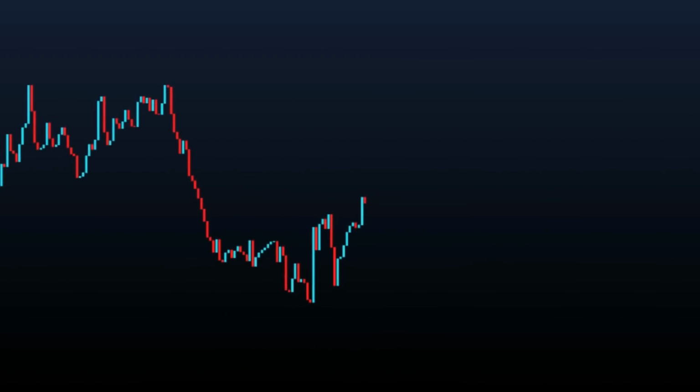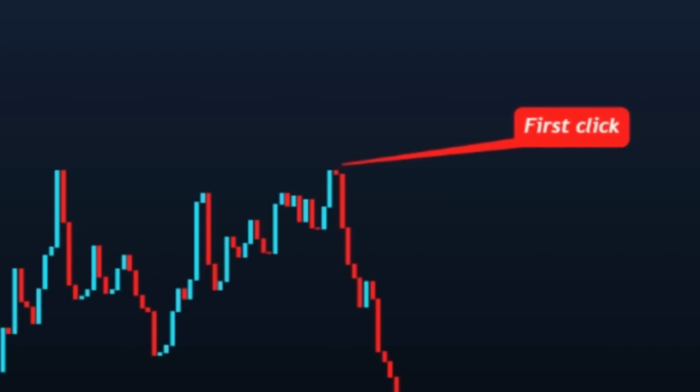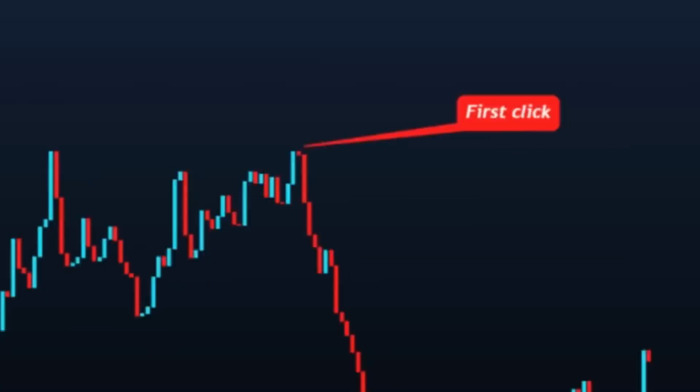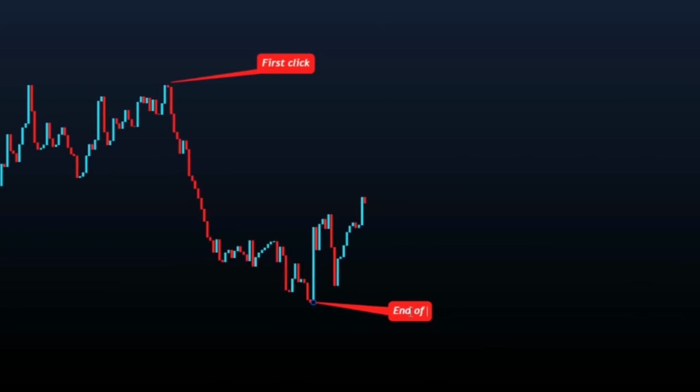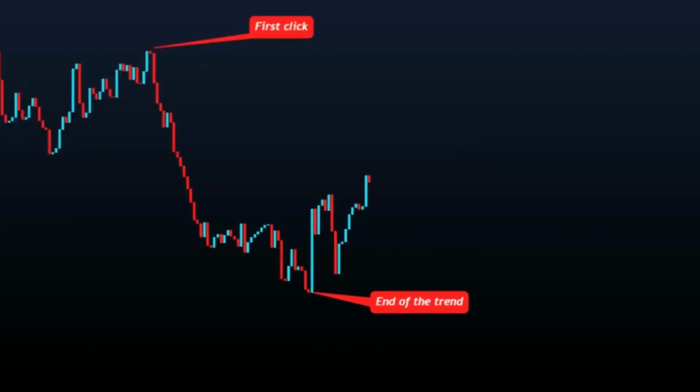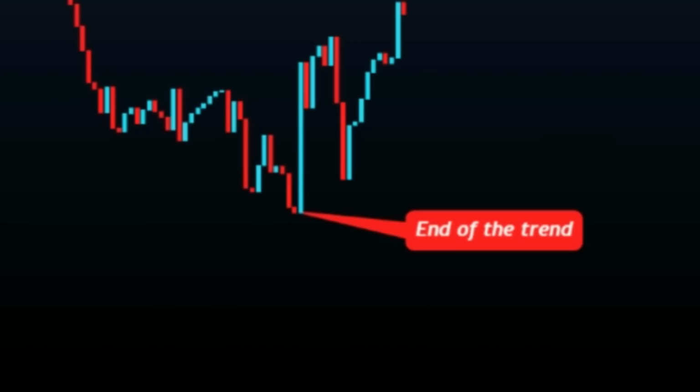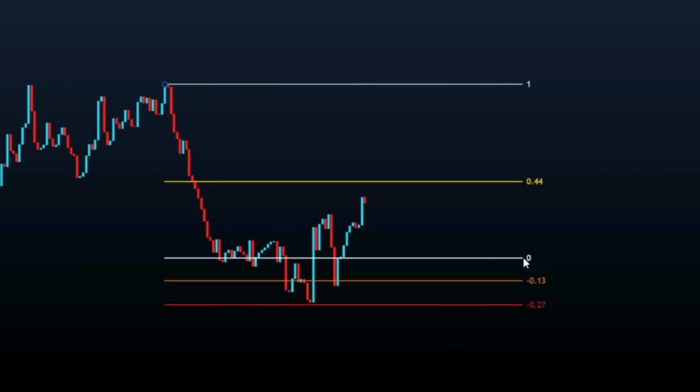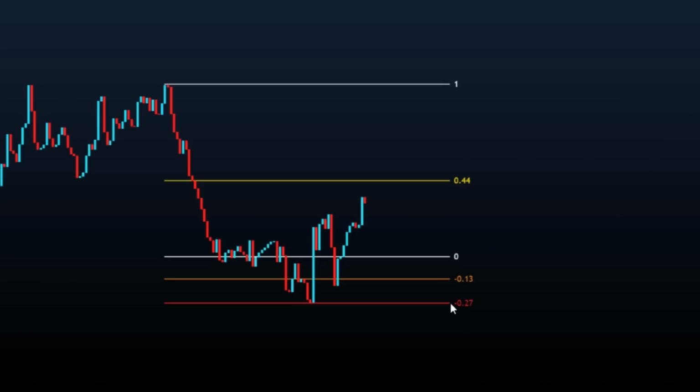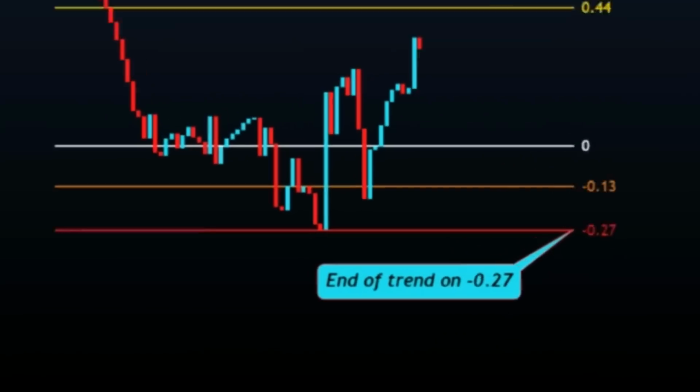In case of a bearish trend, first click must be at the very beginning of the trend, and the second click must be at the exact end of the trend. Just like the previous one, the end of the trend must be on Fibonacci minus 0.27 instead of level 0.